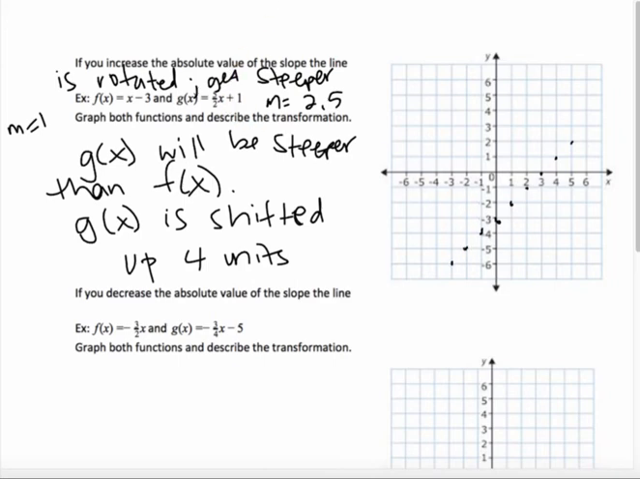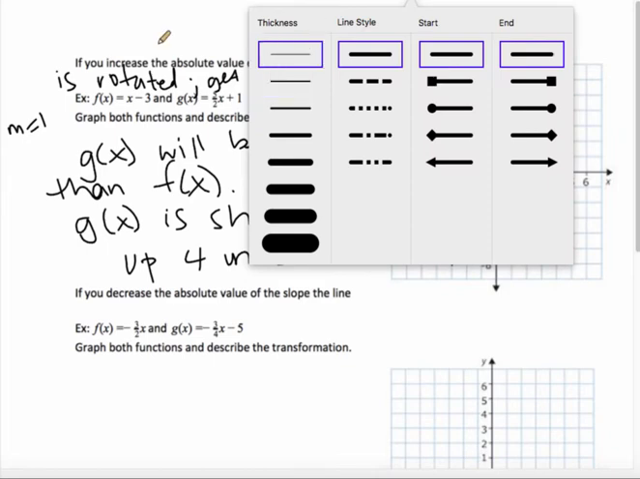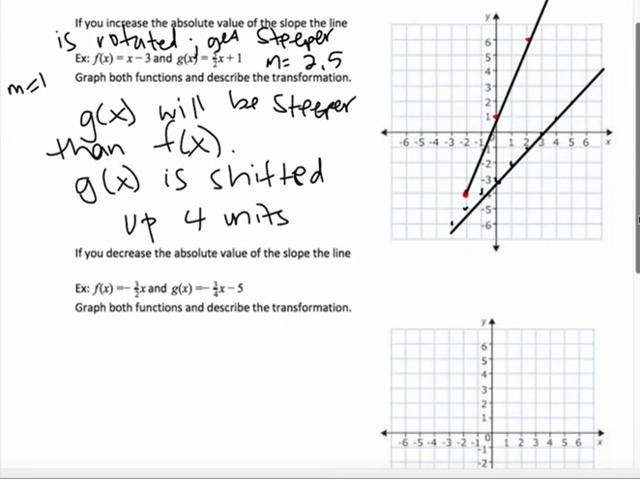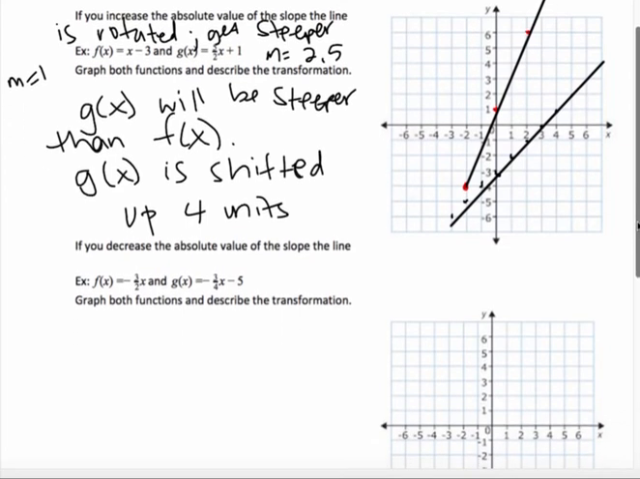And then the other one I'm going to do in red. The y-intercept is 1 and I'm going to go up 5/2. 1, 2, 3, 4, 5/2. Or down 5. All right, so again, you can see, that's not really on the point, but you get the point. Okay, so you can see that this line is steeper, and you can also see that it was shifted up 4 units. That's if you increase the absolute value of the slope.